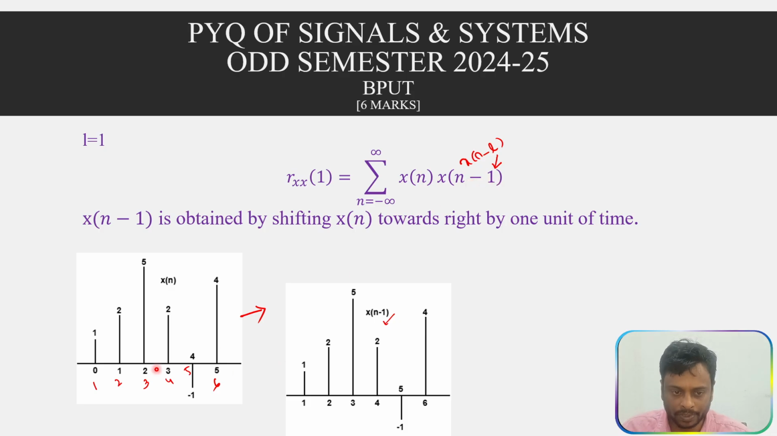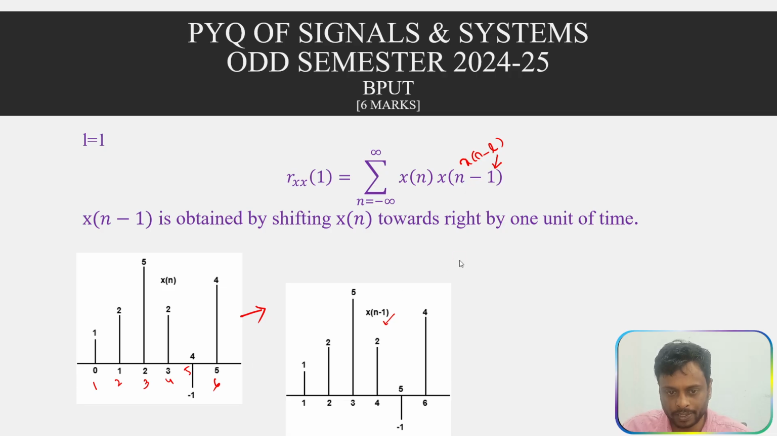Okay. So this is 0. At 0, this is 1. There is no time that is 0, so that will be 1 into 0. So we can take only the common values. Okay. So 2, 2 into 1. Similarly, at 2 it is 5, so 5 into 2. Similarly, at 3 it is 2, so 2 into 5. Okay.